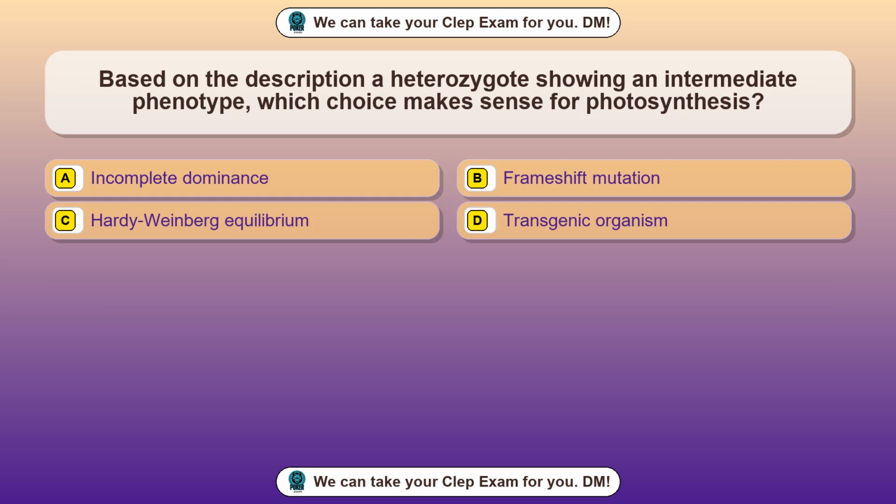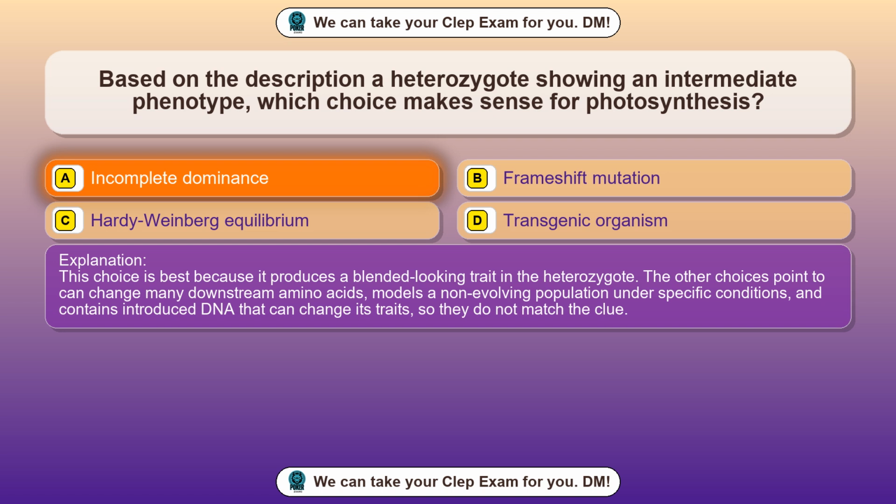Question 96. Based on the description a heterozygote showing an intermediate phenotype, which choice makes sense for photosynthesis? Option A, incomplete dominance. Option B, frameshift mutation. Option C, Hardy-Weinberg equilibrium. Option D, transgenic organism. The correct answer is option A, incomplete dominance.